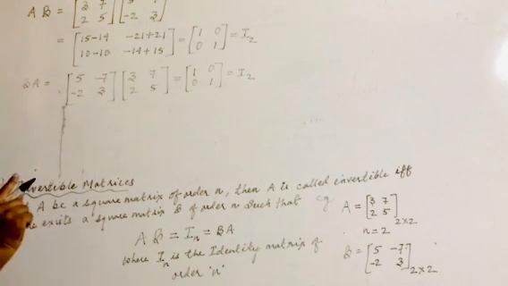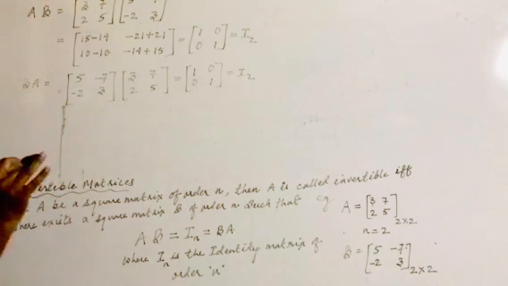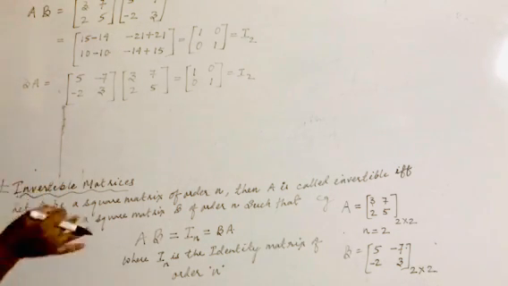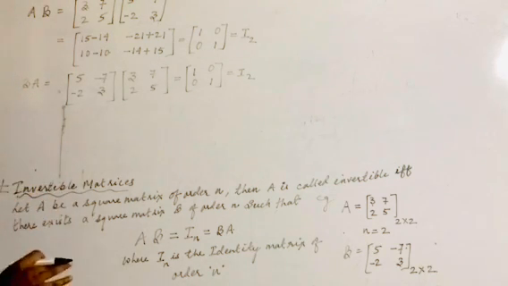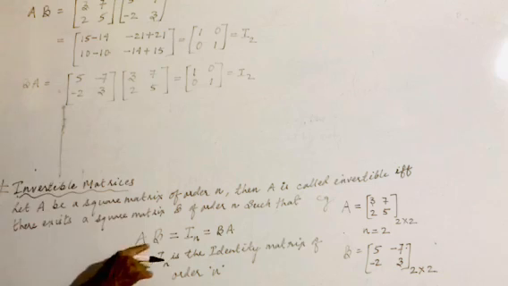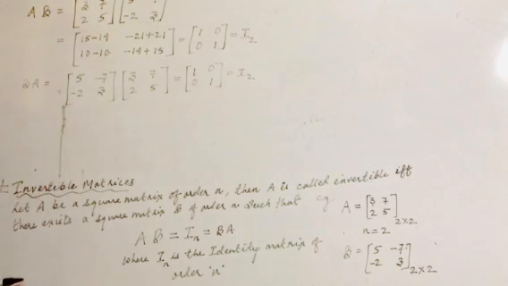Again, I am repeating the condition here. A square matrix of order n is said to be invertible if there exists a matrix B of the same order in such a way that the product of the two matrices gives us an identity matrix of the same order. So this is the necessary condition for the matrix to be invertible.